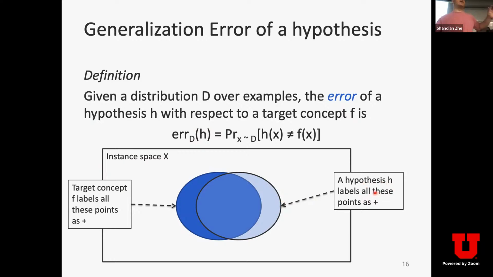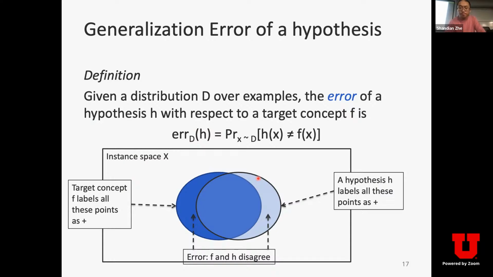So you can see there's part overlap and part non-overlap. We can see that the error occurs in these non-overlapping parts, where F and H disagree. And the generalization error is the area of this non-overlapping part under the data distribution. Does it make sense? Hopefully that gives you a concrete idea about what the generalization error reflects. Any questions?